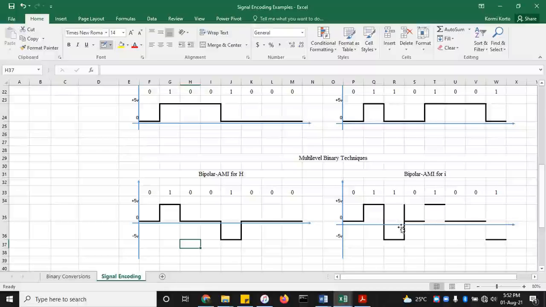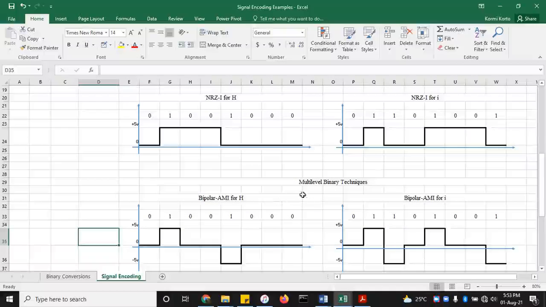Oh, I did this wrong. So it's only this side here, that, and that. Okay, so that will be the bipolar encoding scheme, AMI bipolar. So bipolar AMI under the multi-level binary technique for lowercase i, and then for uppercase H, it would look like this.